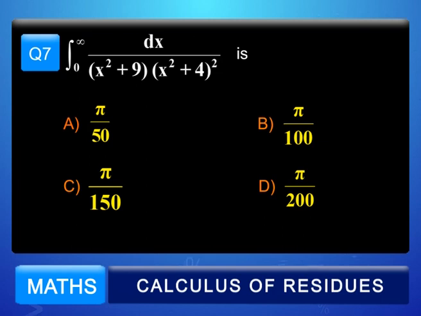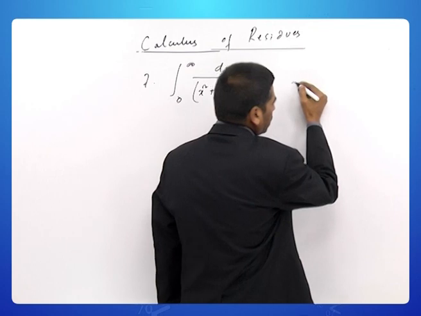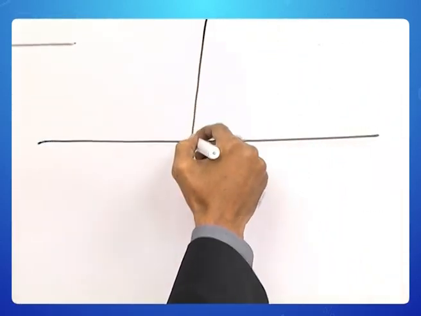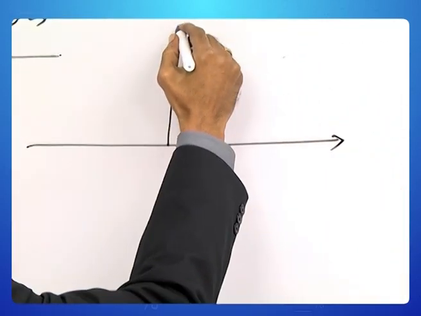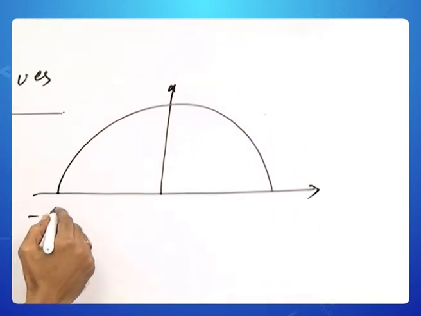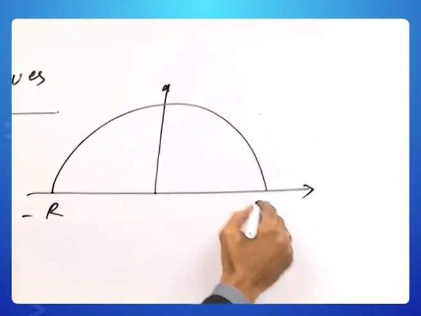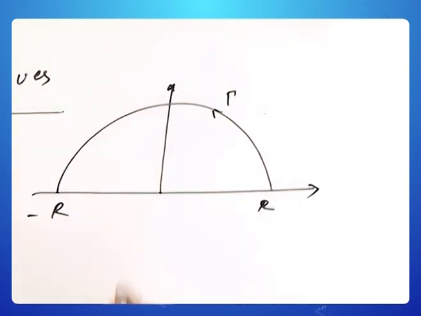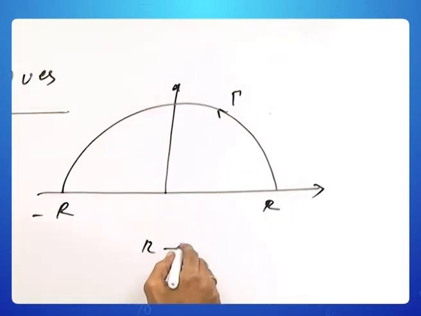dx by (x square plus 9) into (x square plus 4) whole squared. Now this is another real integral, and the contour for such integrals is an infinite semicircle, R tending to infinity.